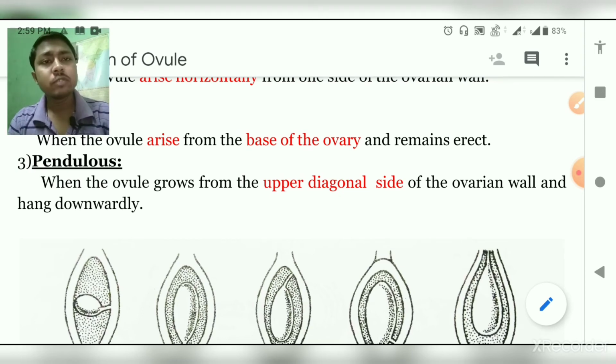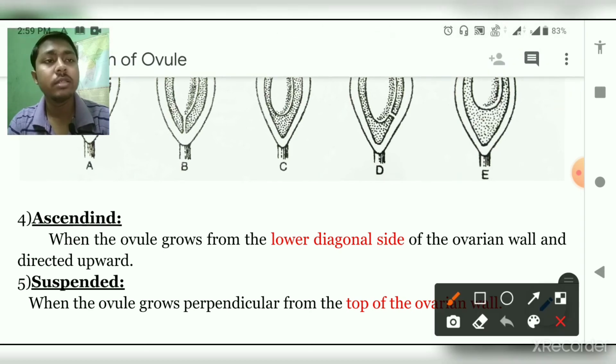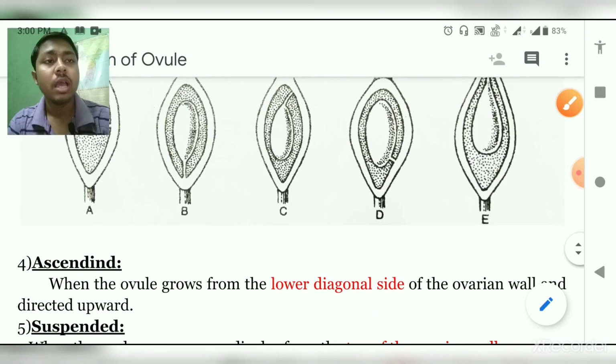Next we discuss the ascending type of ovule. Figure D shows the ascending type of ovule. Ascending means the ovule arises from the lower corner side of the ovarian wall. This is called the ascending type of ovule, and this ovule remains directed in the upward direction. I hope you see the picture D here. Picture D shows this type of image. So this is ascending.